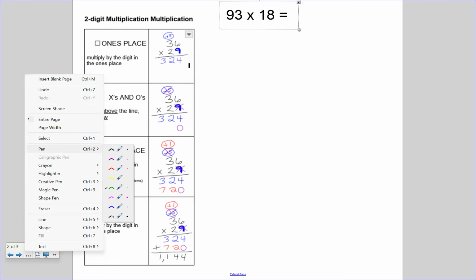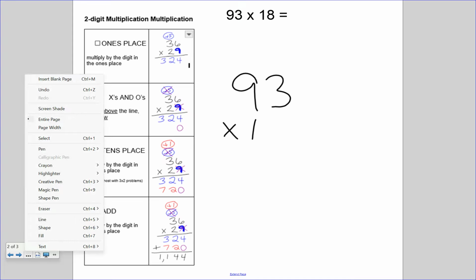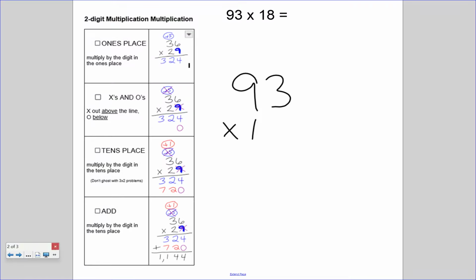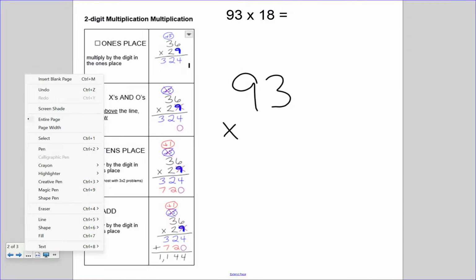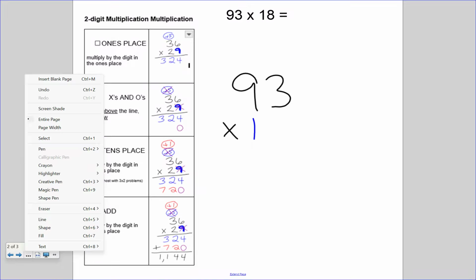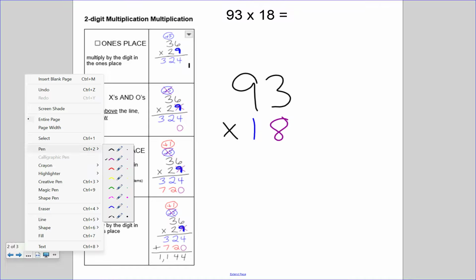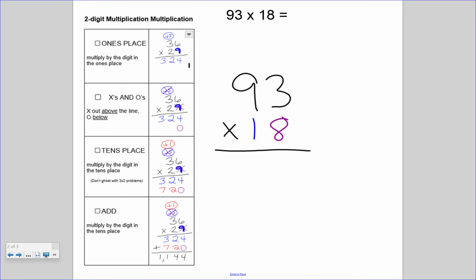I am going to bring out the black pen here, and I'm going to say we're going to do 93 times 18. Should I color code it again? I think maybe I should. That can't be bad. I'm going to go ahead and color code it. I don't even remember what I used. We'll use a blue for the tens digit, and we'll use purple for the ones digit. Awesome. All right, so there's my equal sign.